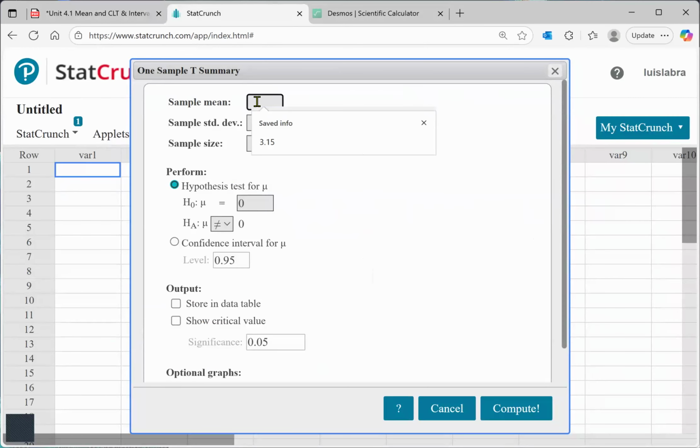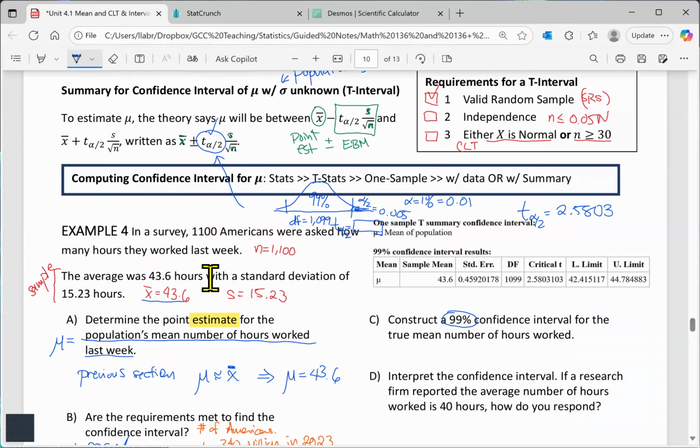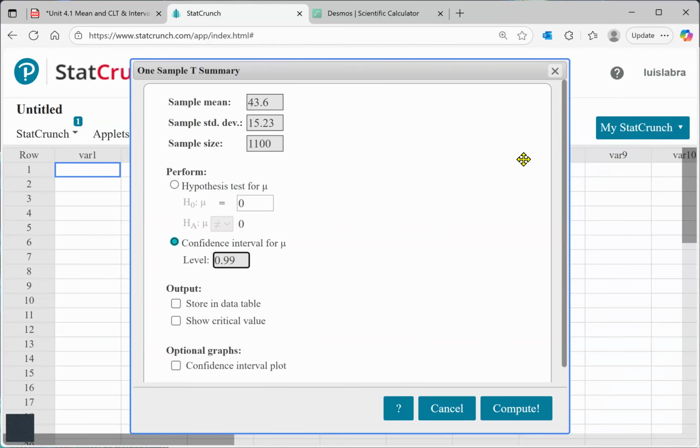So sample mean was 43.6. Standard deviation was 15.23. And my sample size was 1100. I'm going to change this to confidence interval for mu and then adjust the level. So I believe this was 99% confidence level. Yeah. And I can press compute.